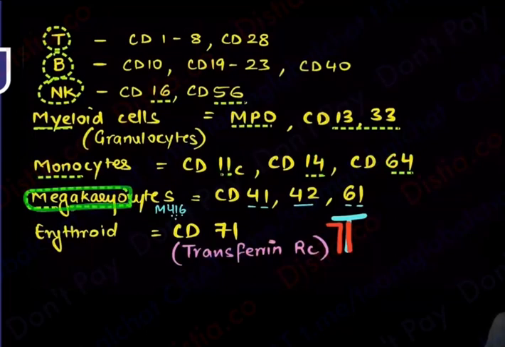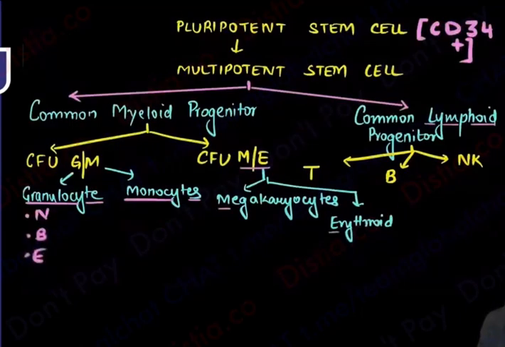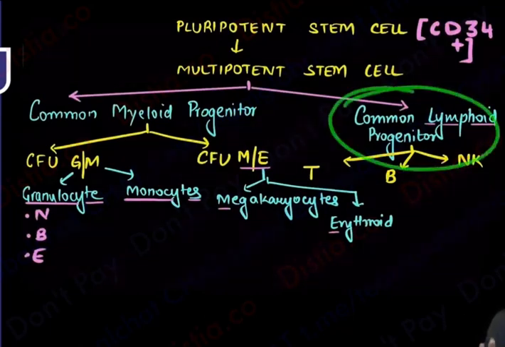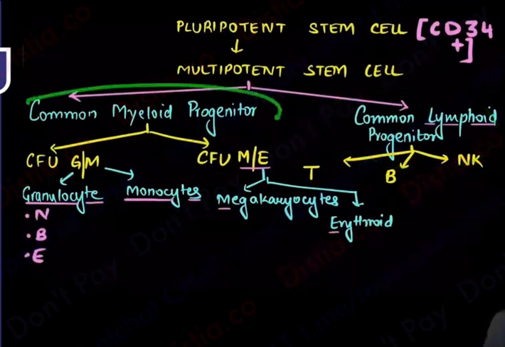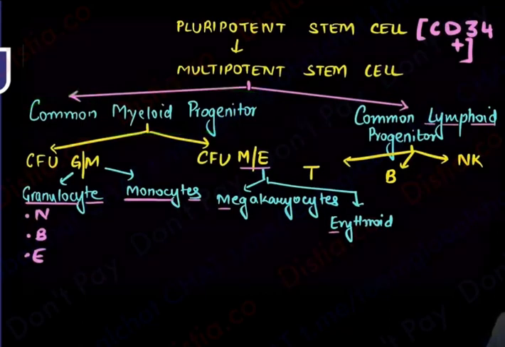Megakaryocyte is PUBG, so M4161. So 41, 61 and 42 are the markers. For erythroid, it is going to be the transferrin receptor. On that note, you are done with your first part and all your markers are sorted. Quickly repeating, lymphoid progenitor only took care of lymphocytes and myeloid progenitor had to take care of everything else.